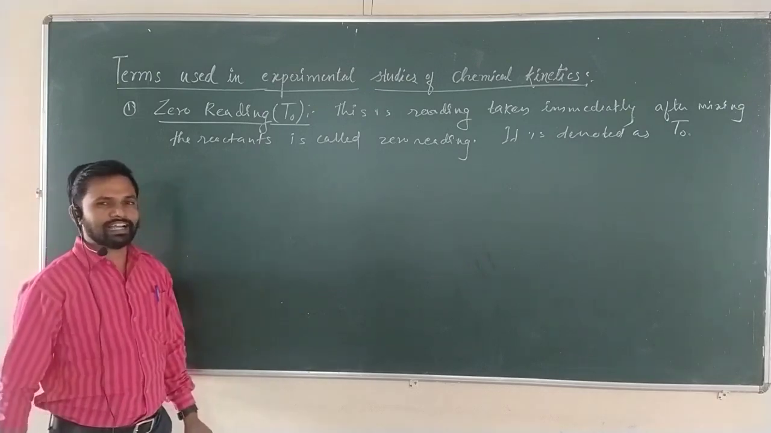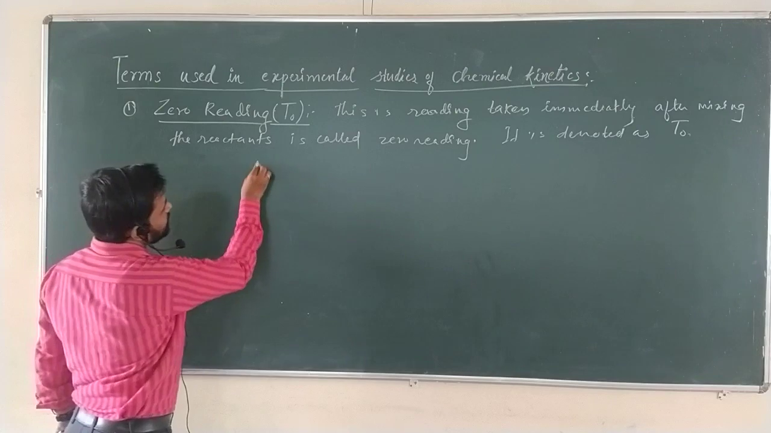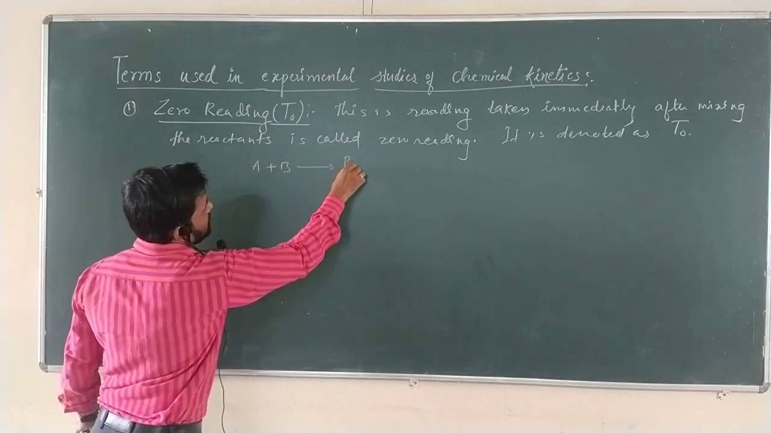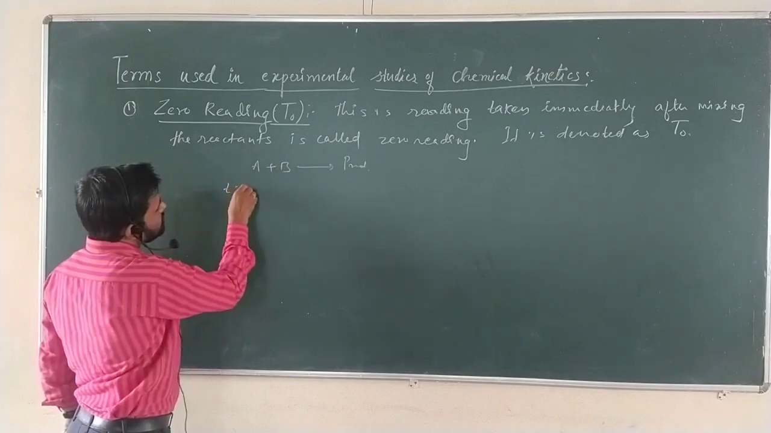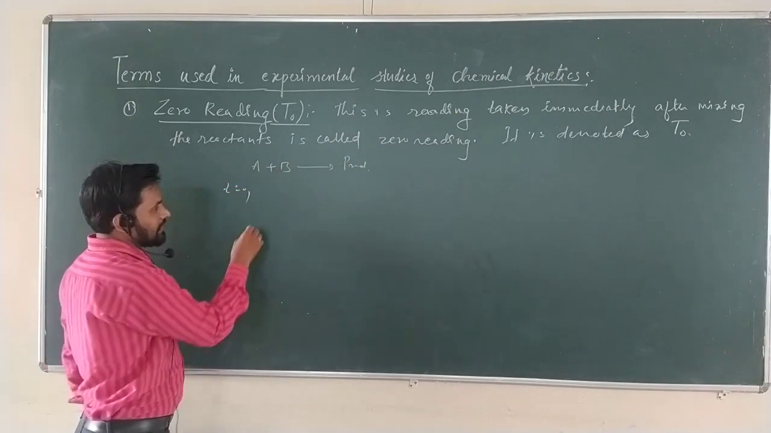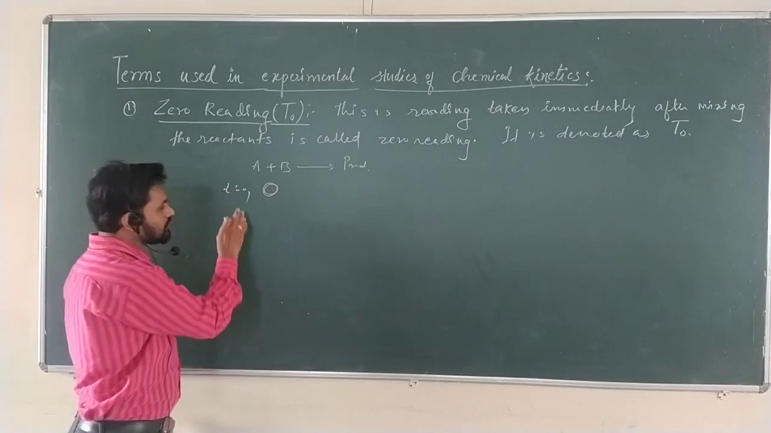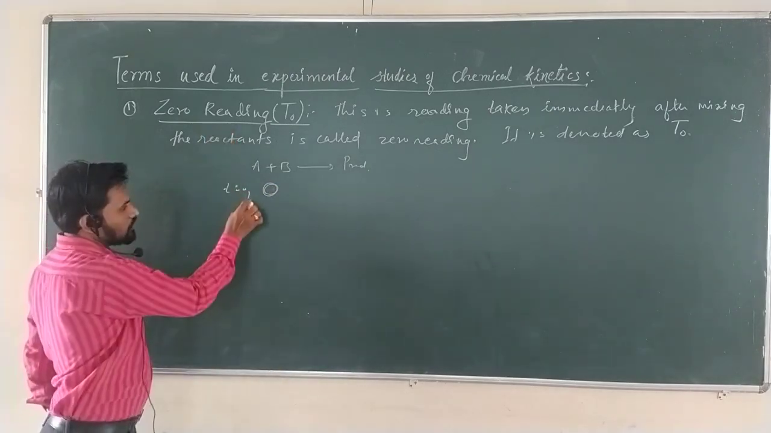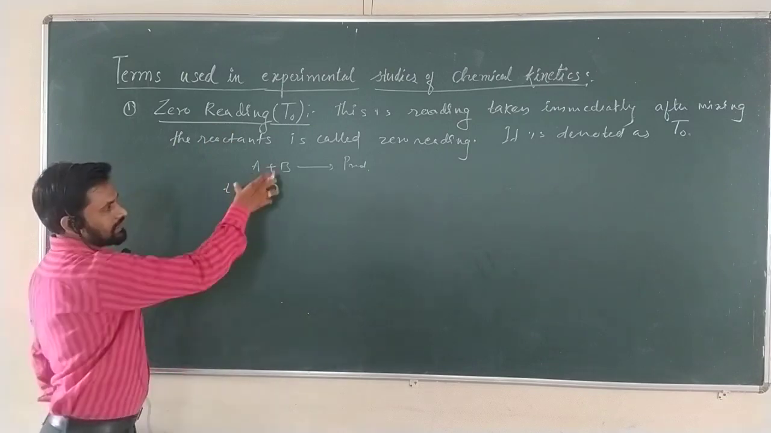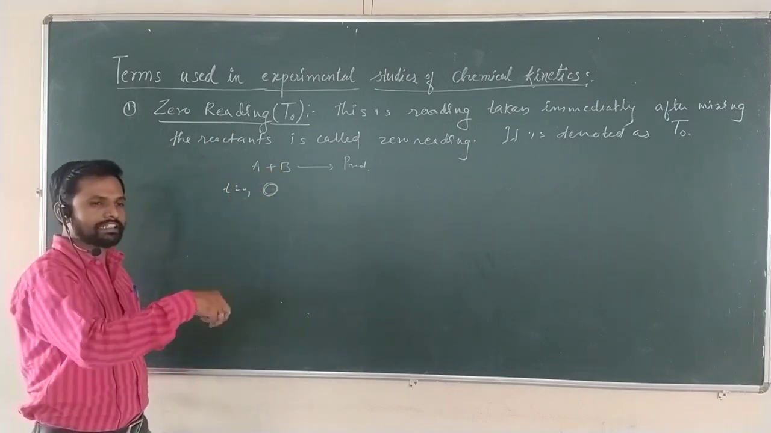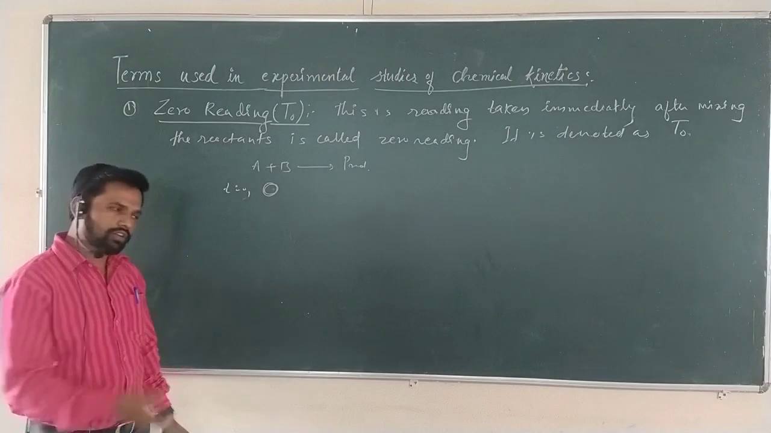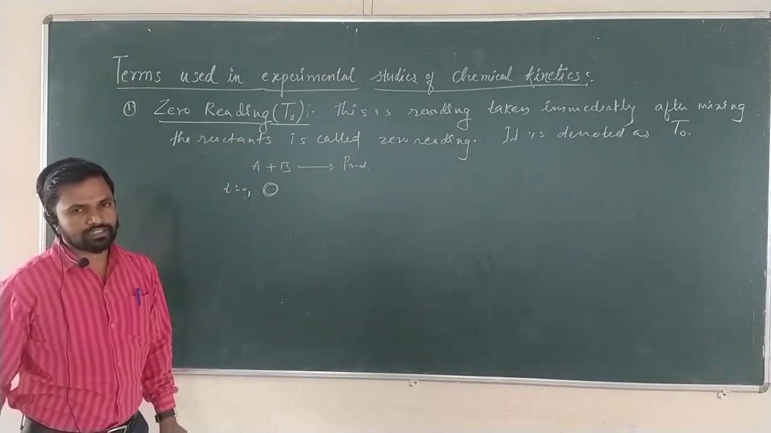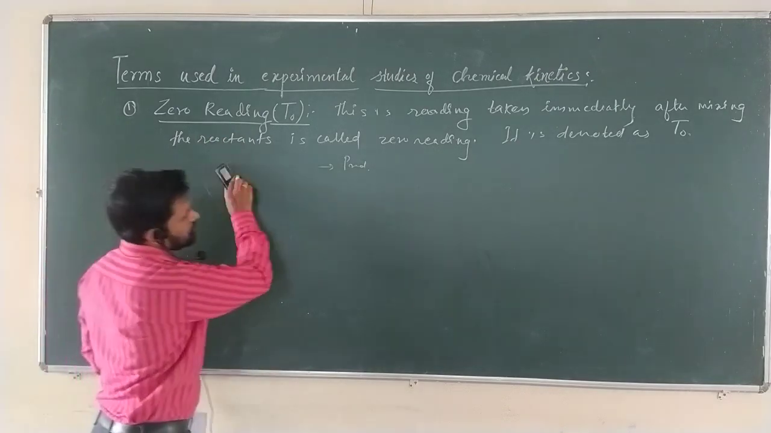Because t equal to 0. For example, if a reaction A plus B into the product is going on, when t equal to 0, initially a certain concentration is there. When t equal to 0, there is no reaction. We just have to find the concentration of the reacting molecules present at time t equal to 0. For determining that, we have to determine the zero reading. Okay, that is called the zero reading.